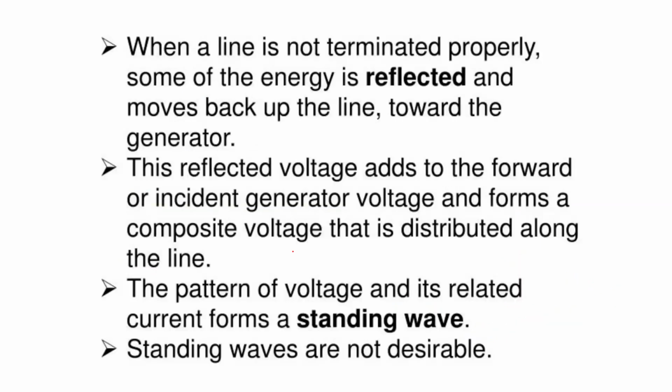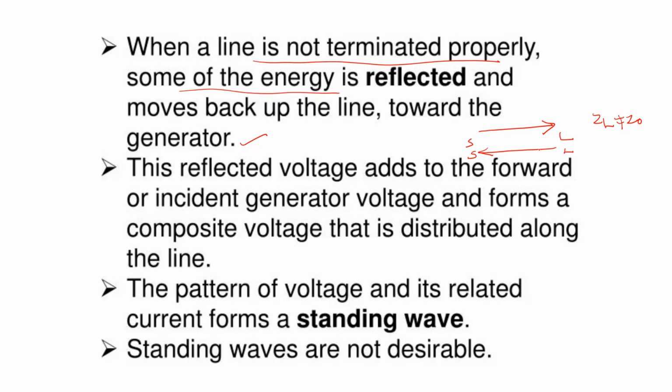Now, whenever the line is not terminated properly, a part of the energy is reflected and it will move back up the line towards the generator. Initially the signal will be moving in this direction, that is from source to load. Since ZL is not equal to Z0, part of the power will also be reflected back from the load to the source. So now the signal will also be traveling from the load towards the source. This way also it is possible.